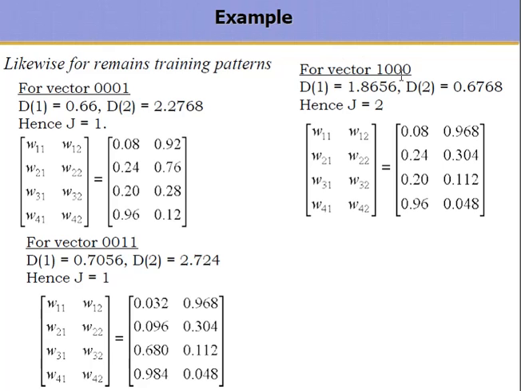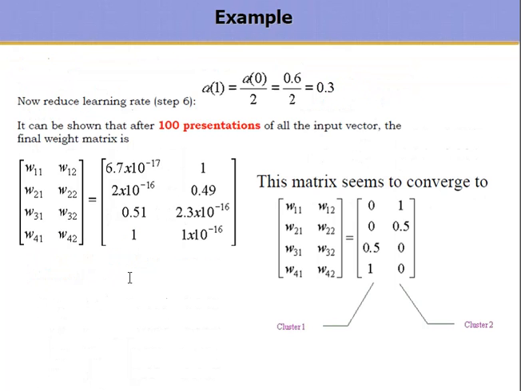Similarly, for the third pattern 1000, j will come out to be 2, and for the fourth vector, which was 0011, the j value will turn out to be 1, and we can update the weights accordingly by using the same weight updation equation.